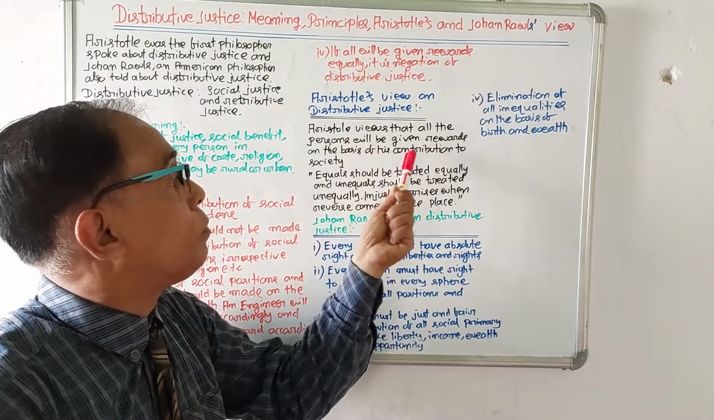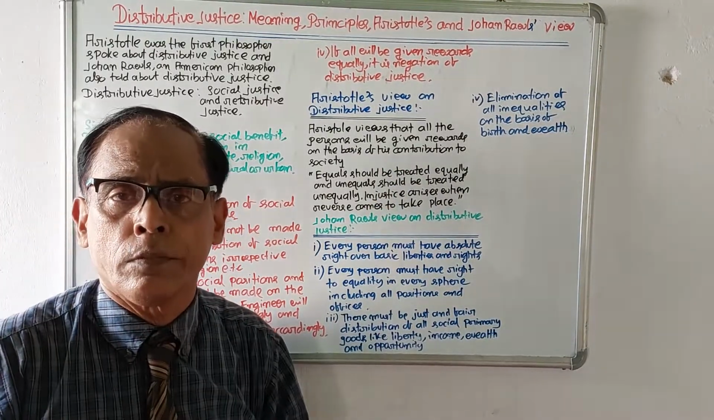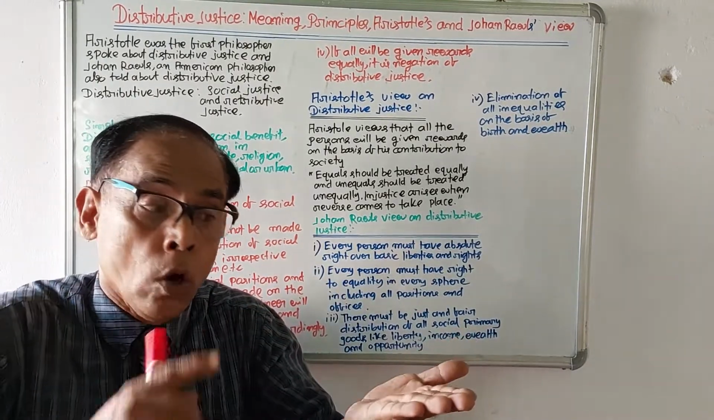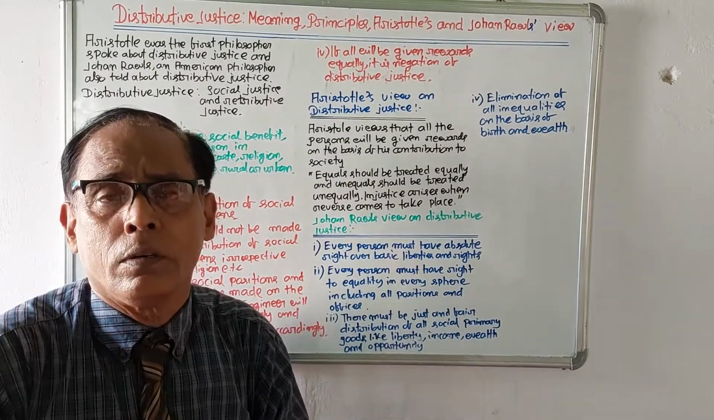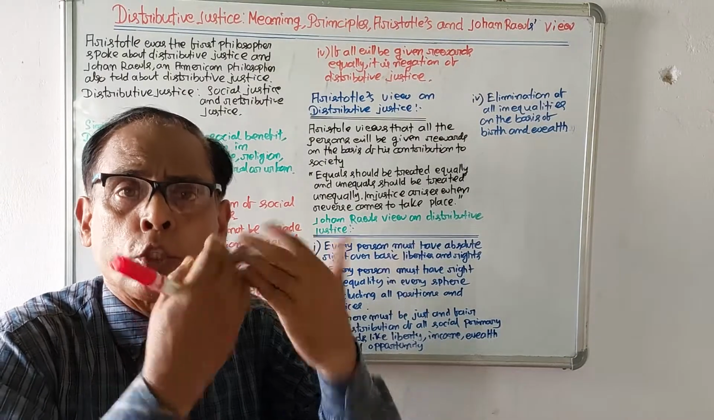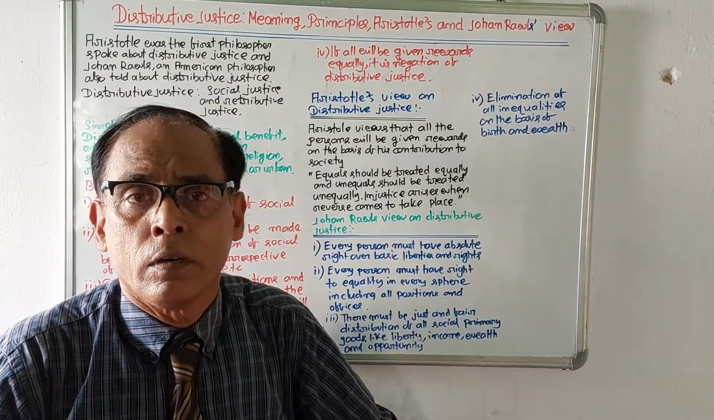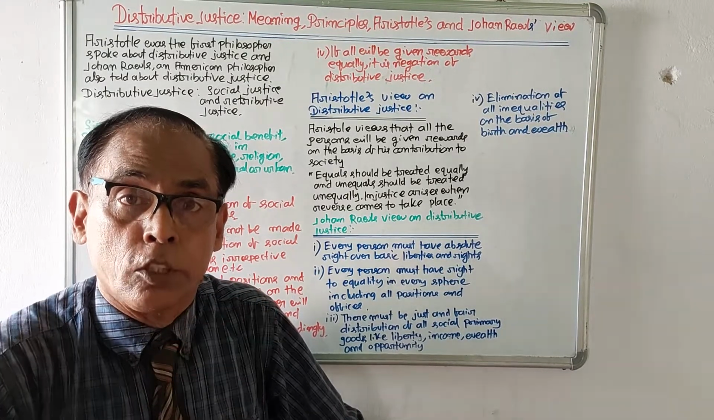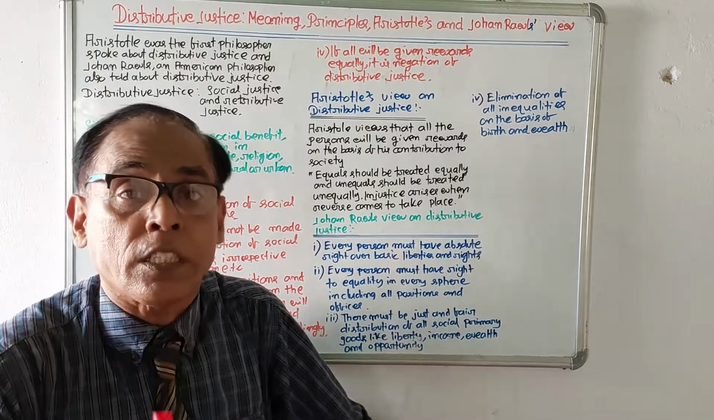Aristotle views that all the persons will be given reward on the basis of their contribution to society. He told about distributive justice in this manner, that all the persons of society will be given justice on the basis of their contribution to society. So, Aristotle has told that distributive justice means whenever people will be given justices, whenever social benefits will be distributed, the contribution of the person must be taken into account. What an engineer has contributed to society, what a laborer has contributed to society. So, in distributive justice, social benefits and justices will be given on the basis of the contribution of a person.